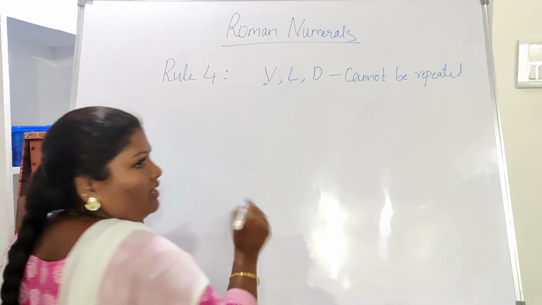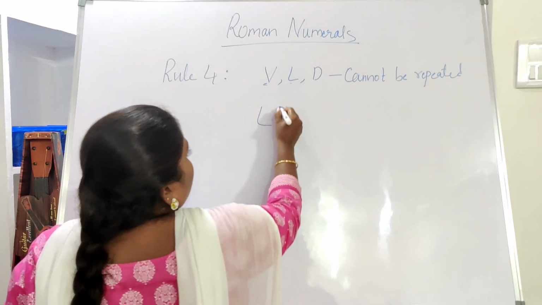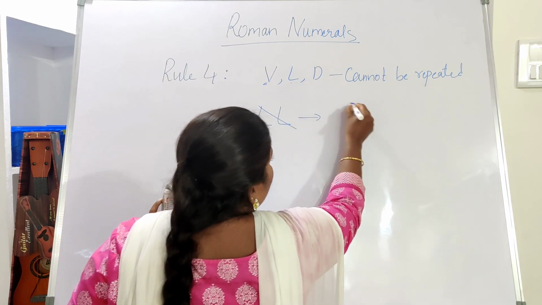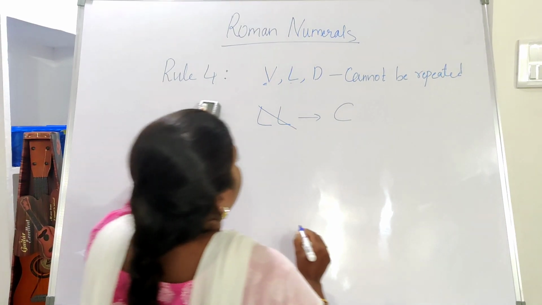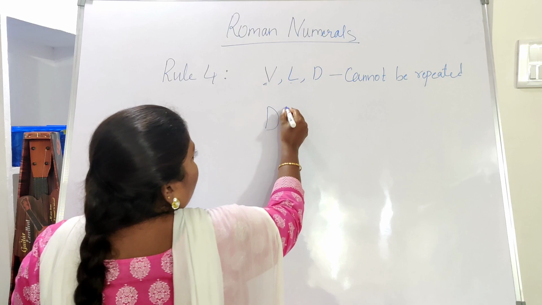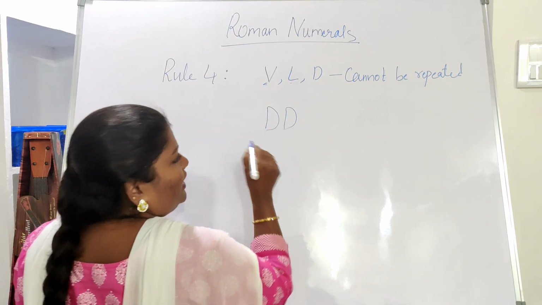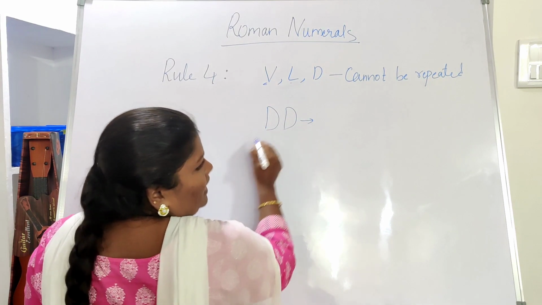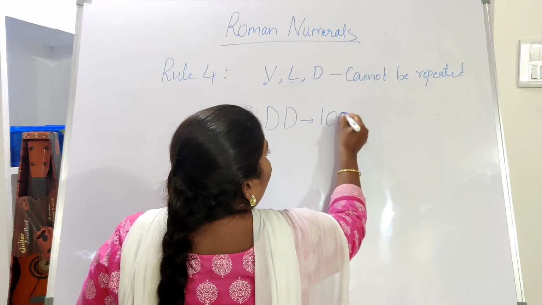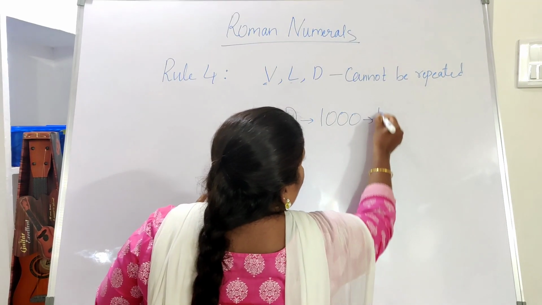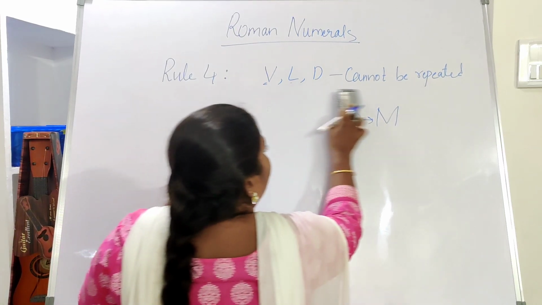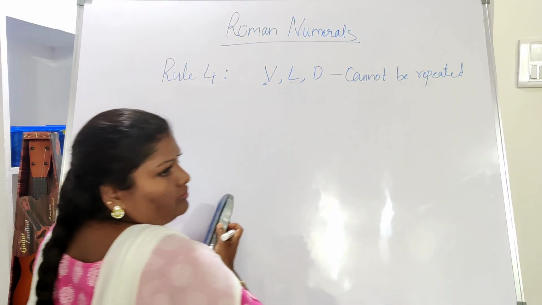In the same way, L is 50. So 50 plus 50 is 100. Instead of this, we have a symbol C. In the same way, D. D is 500. So if I write D and D, the value should be added: 500 plus 500, that is 1000. We already have a symbol for 1000, that is M. So D cannot be repeated. So remember, V, L, D should not be repeated.